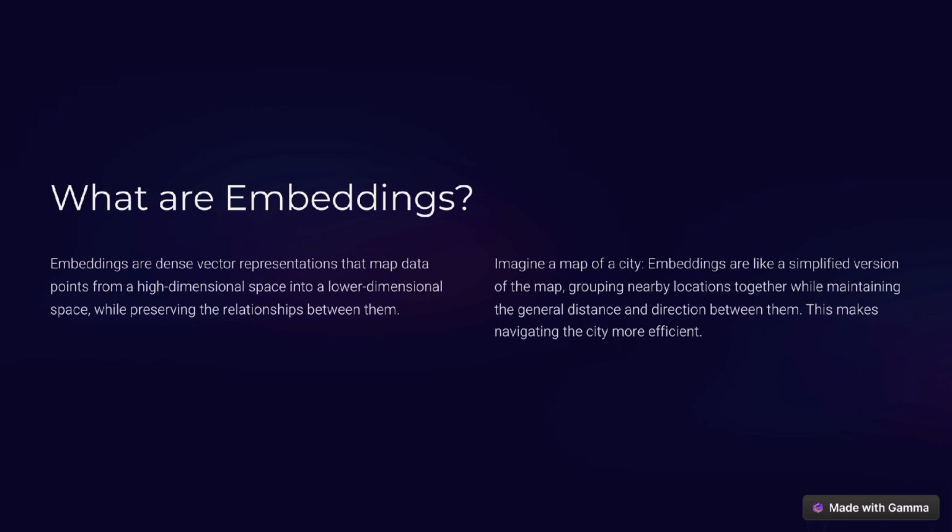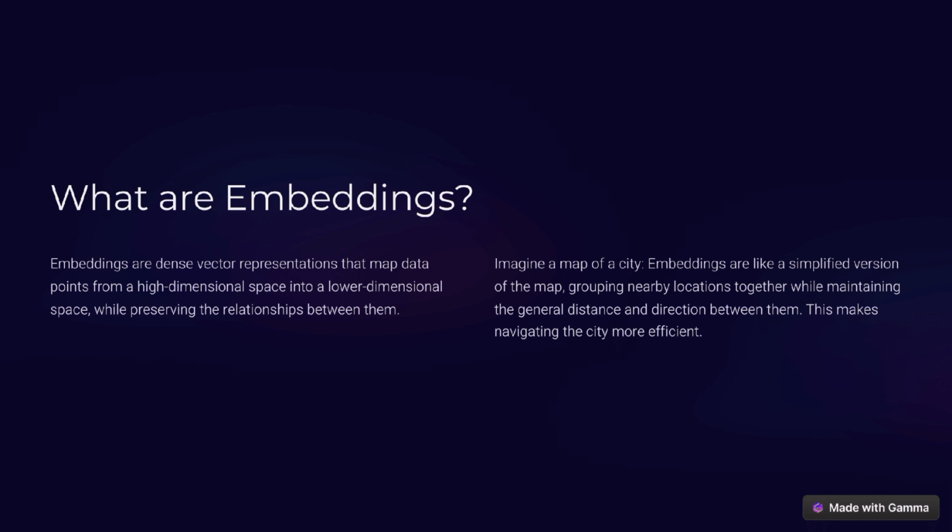Embeddings are like a simplified map of complex data. Imagine you have a map of a city with every single street and building. It's detailed but hard to use. Now imagine simplifying the map to show only the main roads and landmarks. That's what embeddings do. They take high-dimensional data, like a detailed map, and turn it into a lower-dimensional space, like a simplified map, while keeping the important relationships intact.